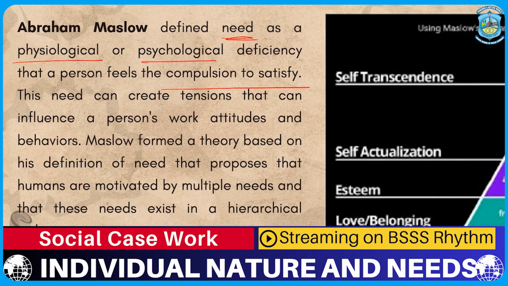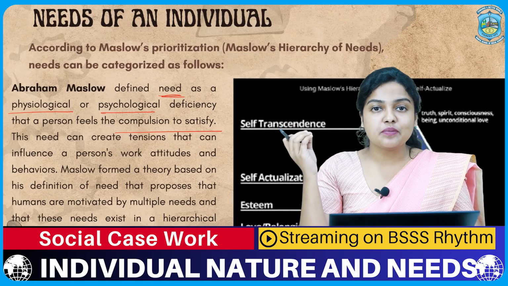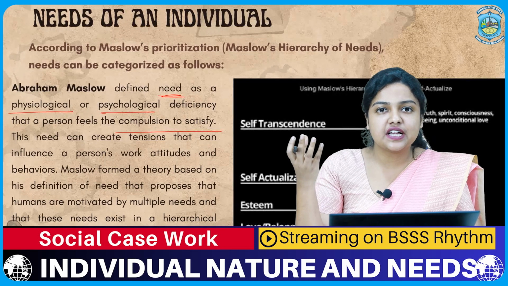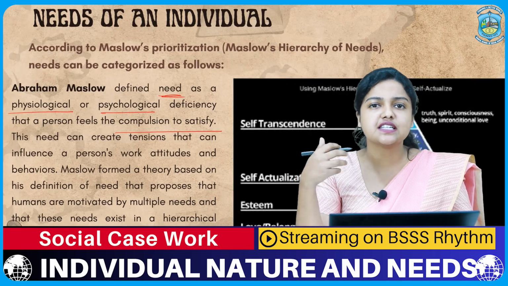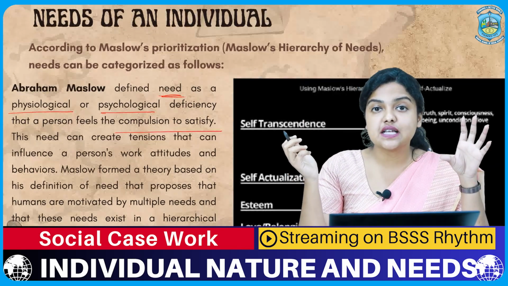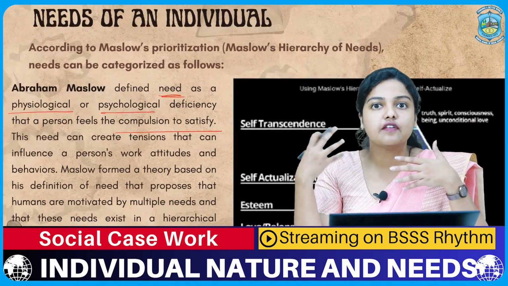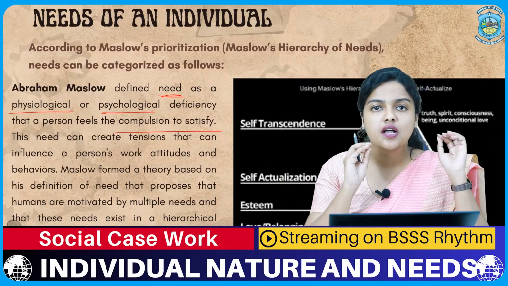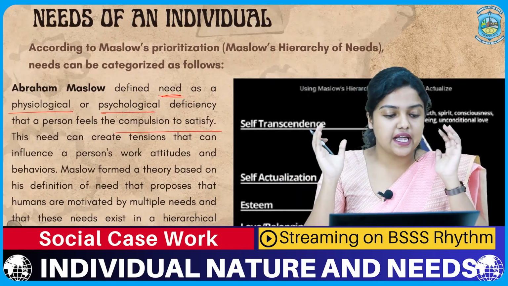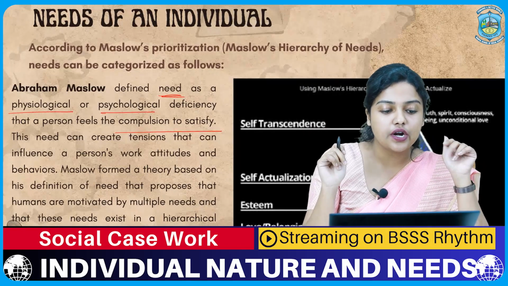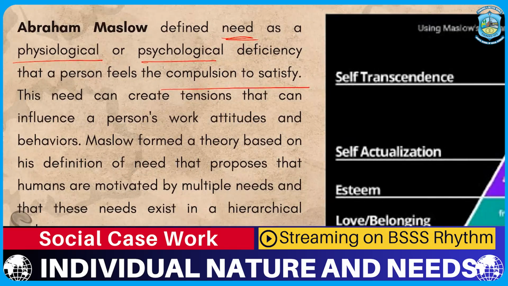So we know need is there, want is there. Want is something which we need to showcase, or luxury. It is not the important thing, it is just our desire to have it. But need is something very important, that we have a compulsion to satisfy for our better growth. That need should be satisfied by getting whatever we need. According to him, it is a deficiency that a person feels the compulsion to satisfy. So this need can create tensions that can influence a person's work attitudes and behaviors.